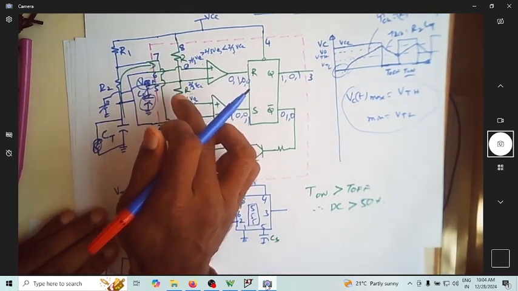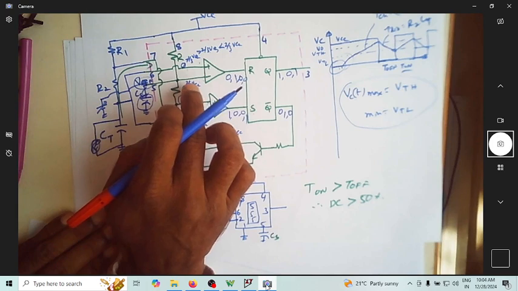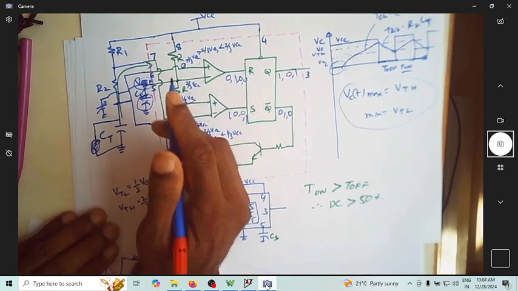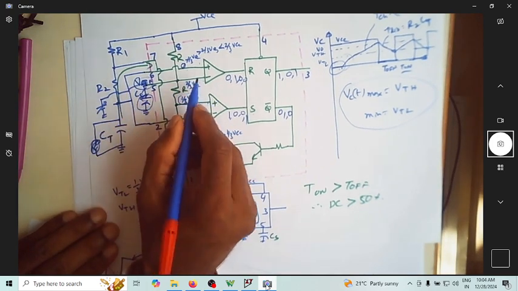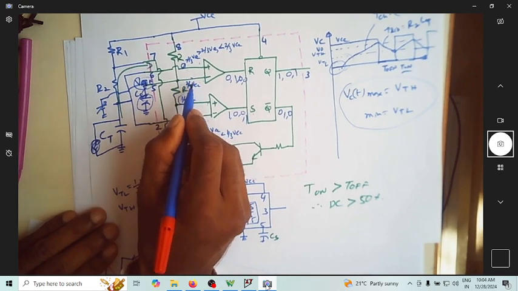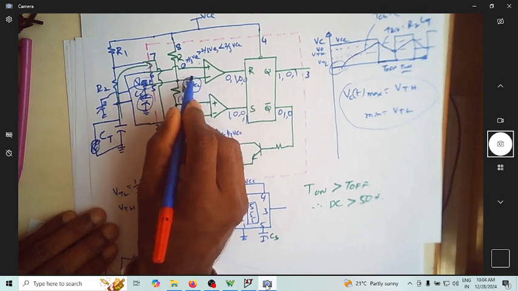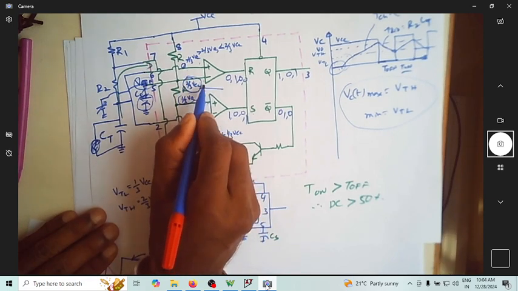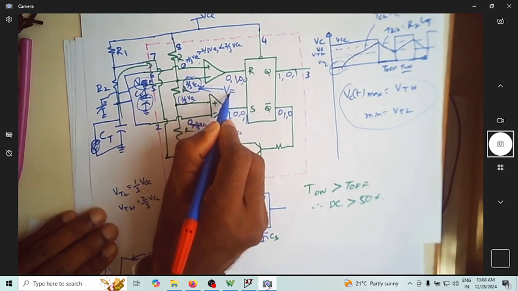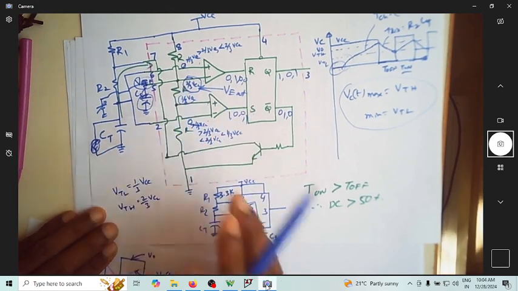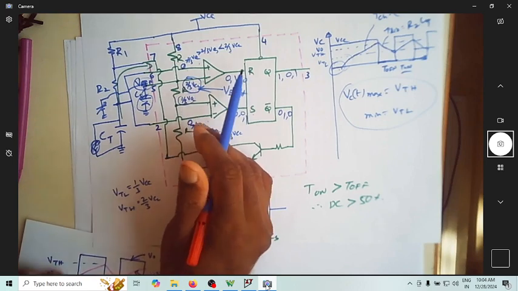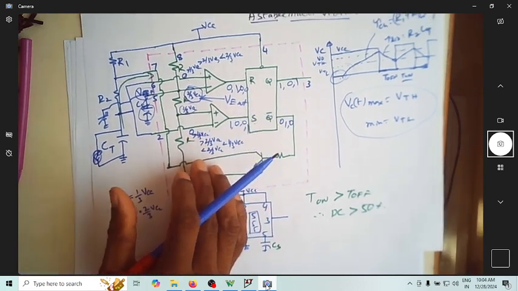The moment you have not connected the battery, here it was 2/3 VCC. The moment you connect an external battery, this voltage which is 2/3 VCC will no more be 2/3 VCC. It will be the external voltage. The voltage at this point will no more be 2/3 VCC.